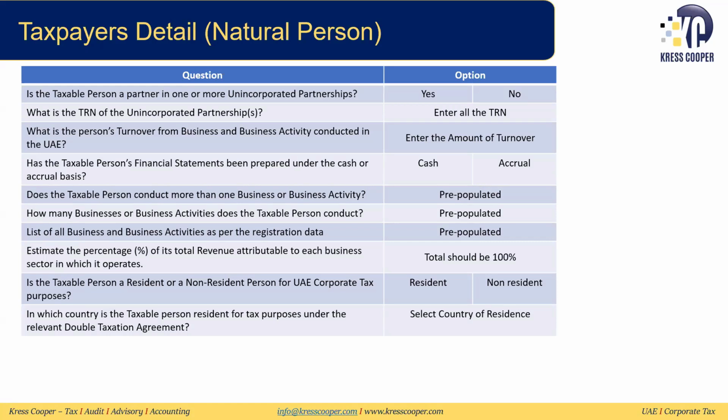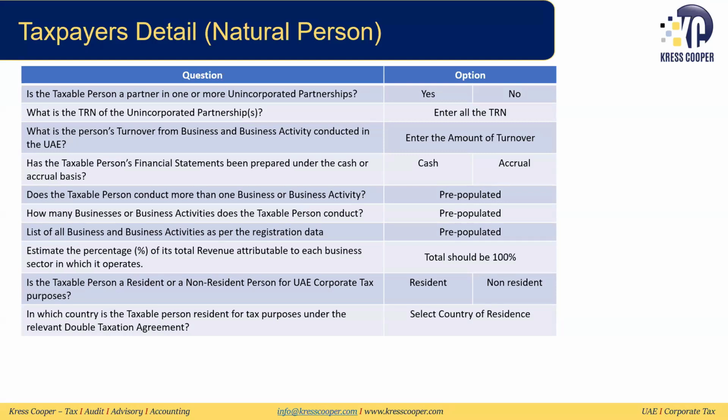The next question it is asking is, is the taxable person a resident or a non-resident person for UAE corporate tax purposes. So either you have to select resident or non-resident. Now, if you are a natural person conducting any activity in the UAE, and you're residing in the UAE, then you are a resident. If you're residing outside of the UAE and there's no double tax treaty with the country, you are a resident for UAE. If there is a double tax treaty, you have to look under the double tax treaty whether you are a resident or a non-resident, then answer this question.